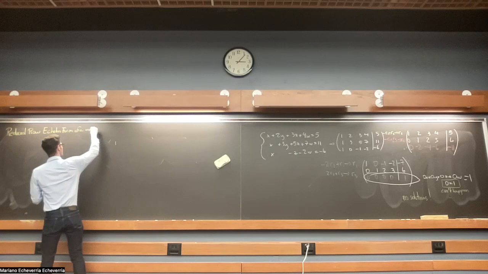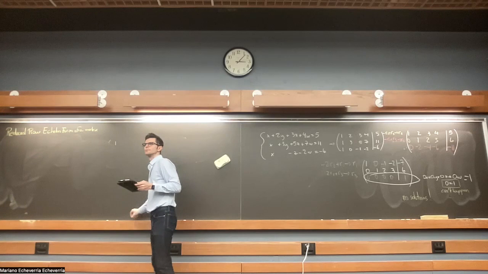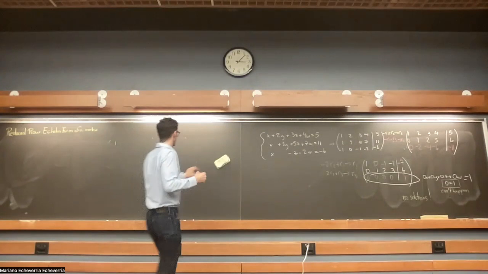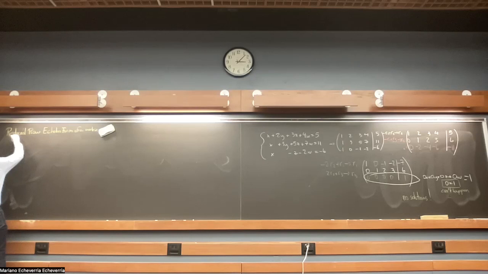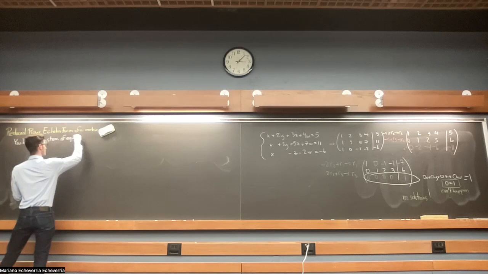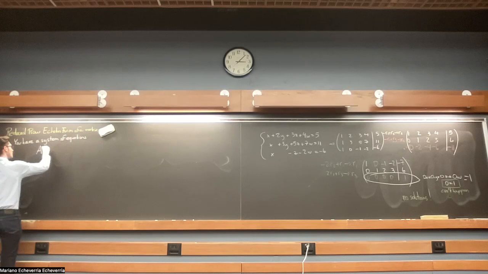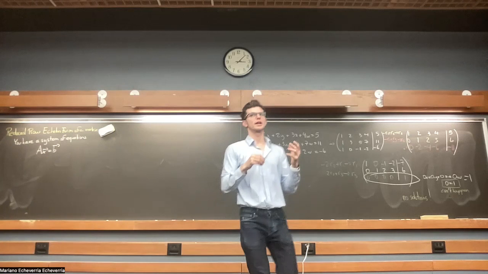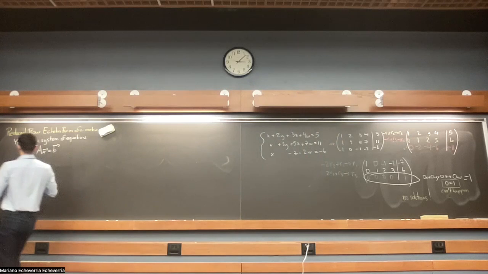So the idea is like you had a system of equations, which we write as AX equals B, right? And there are three operations that we were doing. The three operations were swapping or interchanging rows, that's allowed, right? So there are three operations you can use.